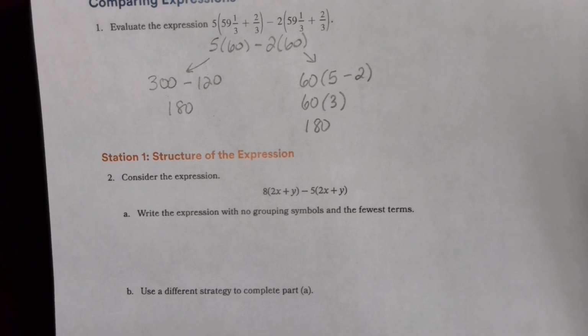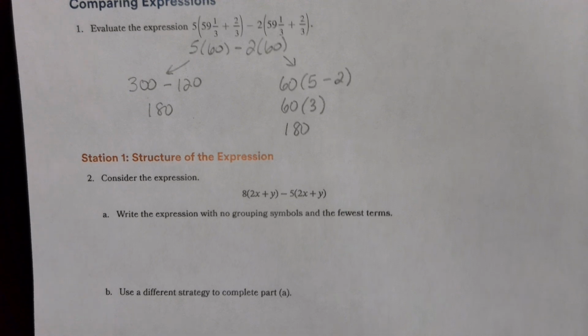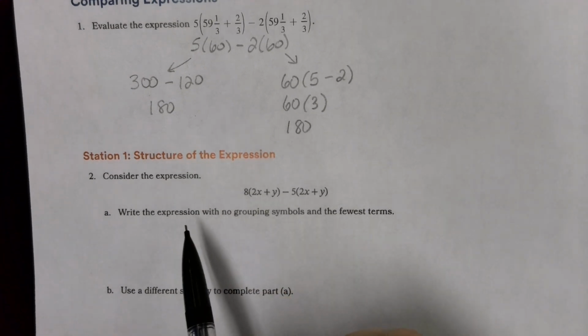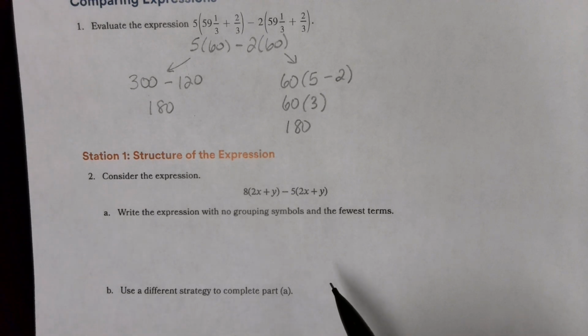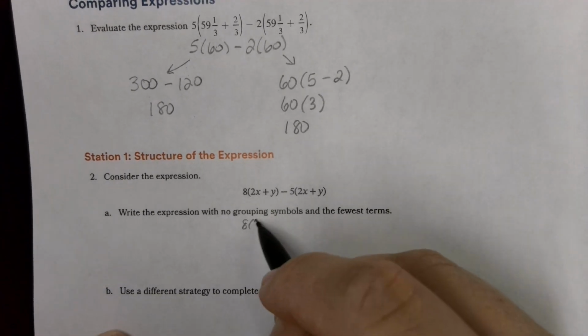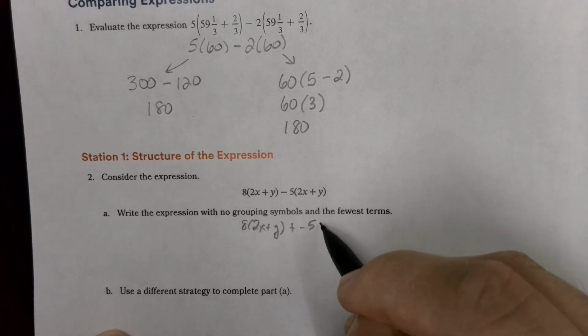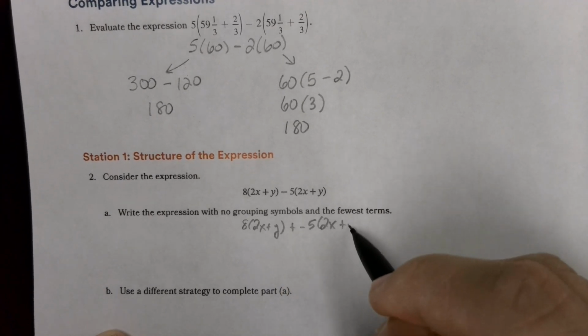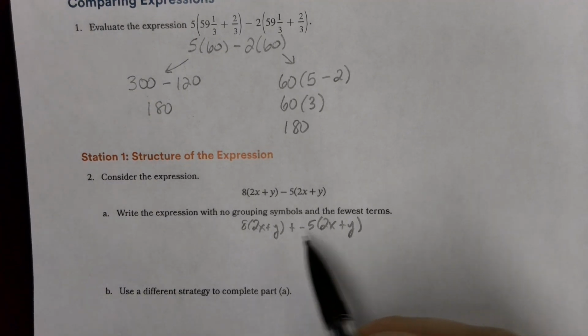Question number 2. Consider the expression 8 times (2x plus y) minus 5 times (2x plus y). We're going to write the expression with no grouping symbols and the fewest terms. The first thing we need to do is get rid of that subtraction, rewriting that with an addition expression instead of a subtraction expression.